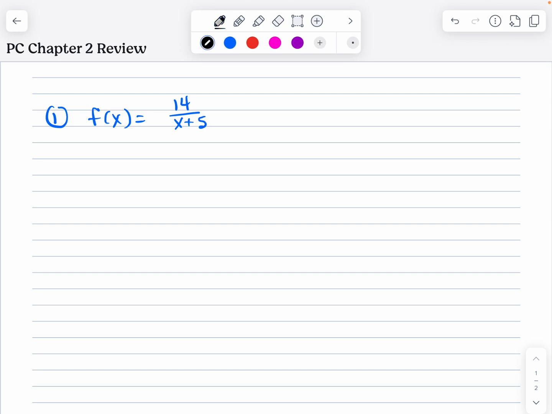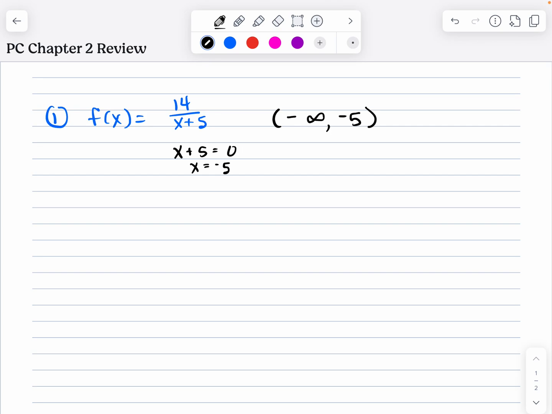So whenever you're finding the domain of a rational function, remember you just need to know where the denominator can't equal 0. So obviously here, x plus 5, if it equaled 0, then x would equal negative 5. So the domain of this function is everywhere except negative 5. So to state that in interval notation, we would say it goes from negative infinity to negative 5.